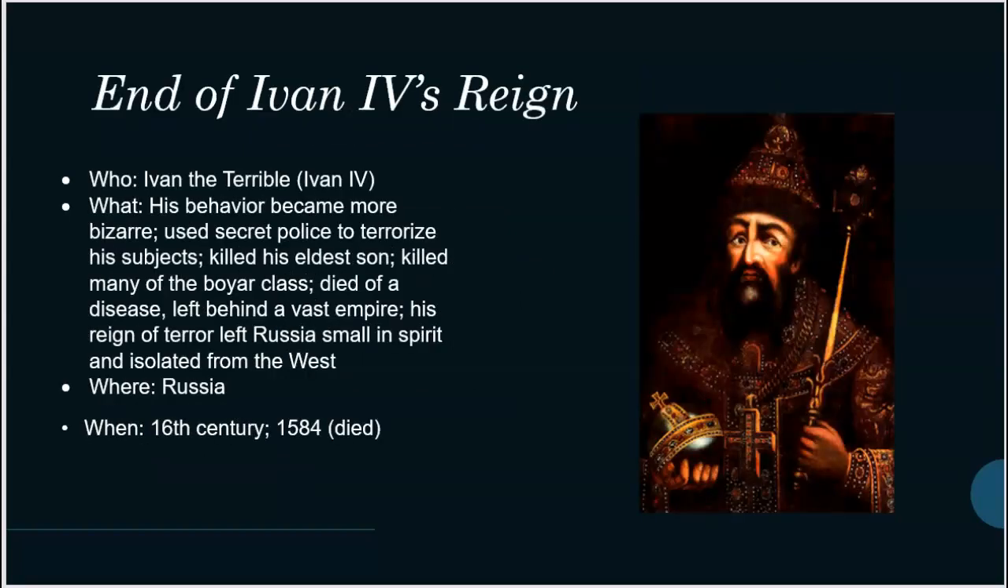End of Ivan IV's reign. Who? Ivan the Terrible, or Ivan IV. What? His behavior became more bizarre. He used secret police to terrorize his subjects. He killed his eldest son. He killed many of the boyar class. He died of a disease and left behind a vast empire. His reign of terror left Russia small in spirit and isolated from the West. Where? Russia. And when? The 16th century. It was 1584 when he died.